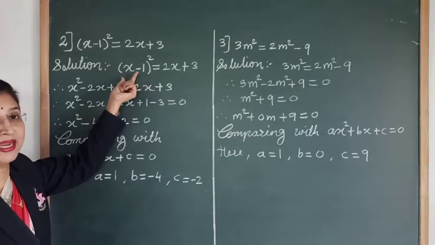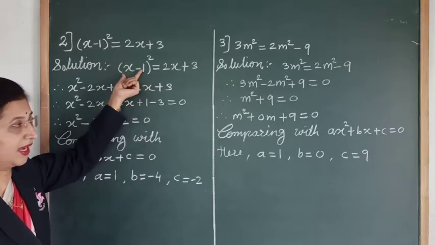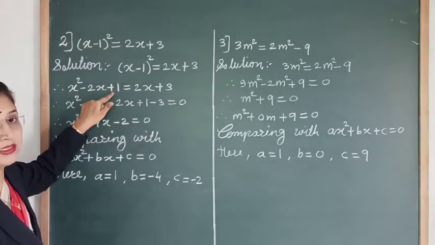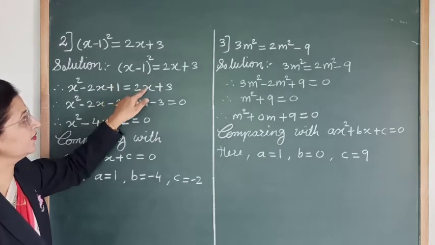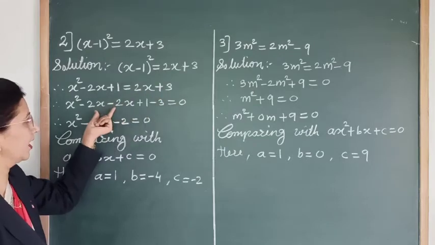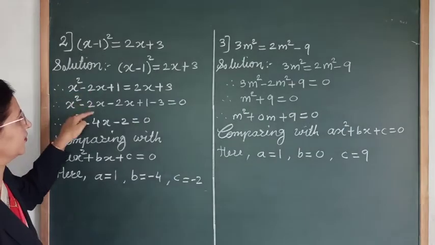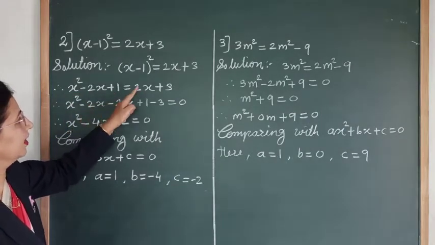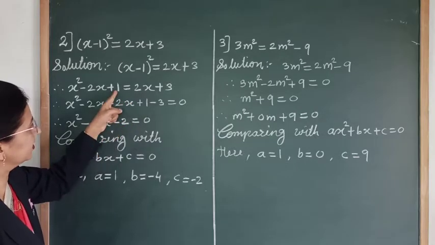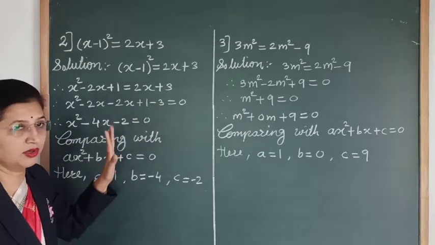Okay, as we know (a − b)², according to that formula, we have to expand this bracket. That is x² − 2x + 1, is equal to the RHS as it is. Now let's take all these RHS terms to the LHS. Don't forget to change their sign. So here x² − 2x, and here this +2x will be −2x, then this +1, and this +3 will be −3, is equal to 0.